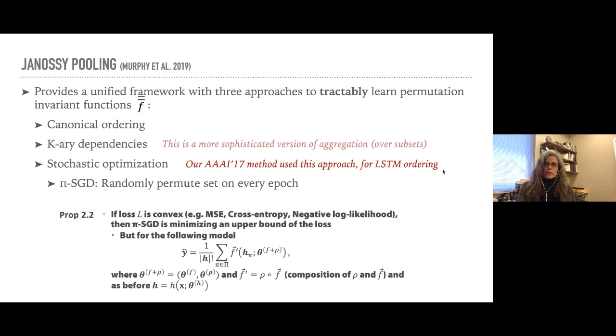Let me also point out that this k-ary dependencies approach is also what some of the set-based models correspond to doing right now, which is taking small subsets of the larger set, of a fixed size, and doing aggregation over multiple samples of those, and having the aggregation be over a larger dimensionality so that it can effectively store more information. That is also a way to get at the information across all of the sets.